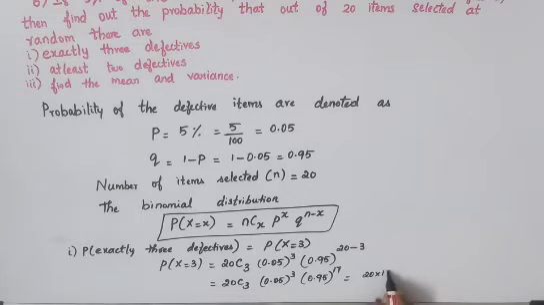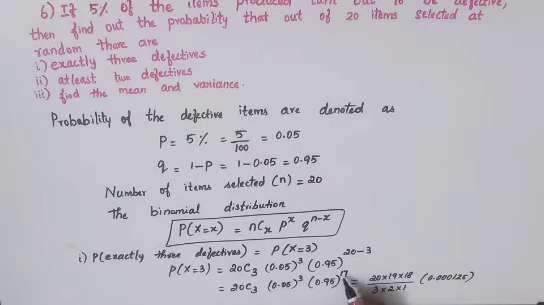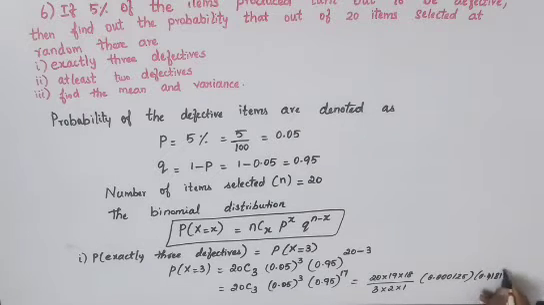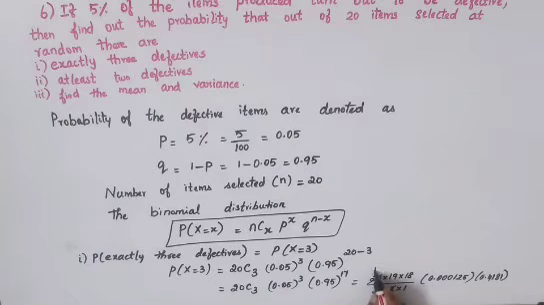We can write 20C3 as 20 into 19 into 18, because 3 is here so 3 numbers down, divided by 3 into 2 into 1, and 0.05 the whole power 3. You can use your calculator and find it. The answer will be 0.000125. Next, 0.95 multiplied 17 times, in your calculator you will get 0.4181. You can cancel the 2 and 20 to get 10, and again 3 and 18 to get 6.